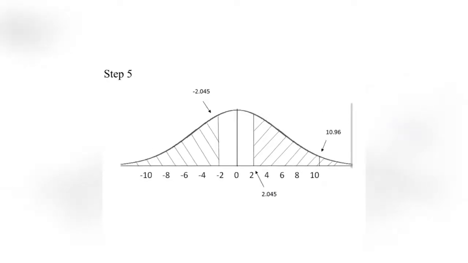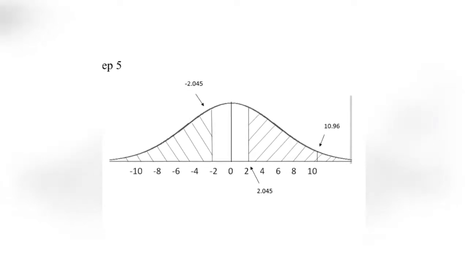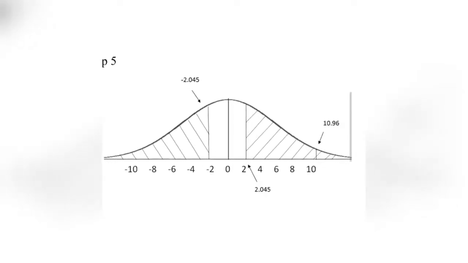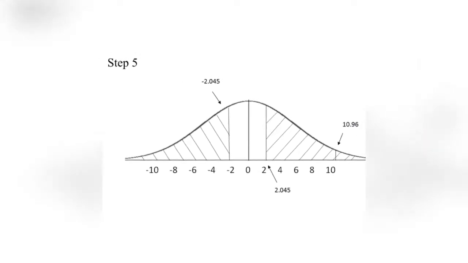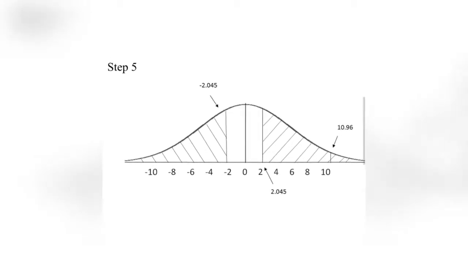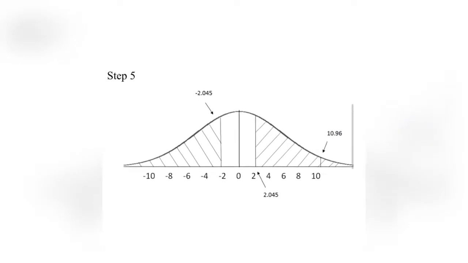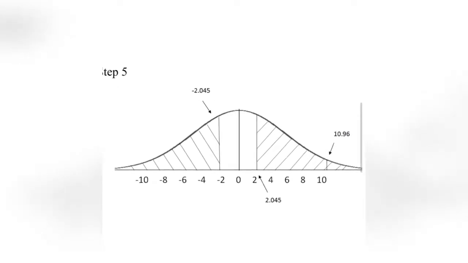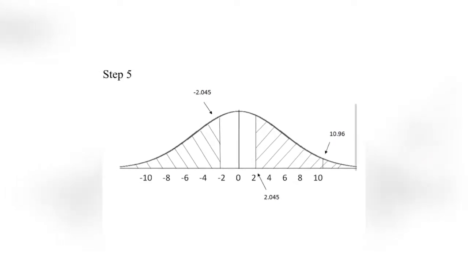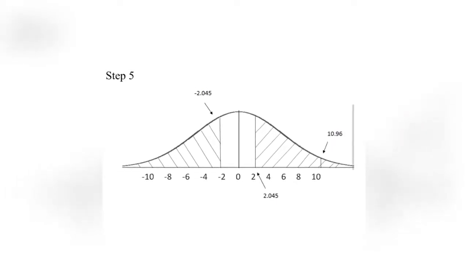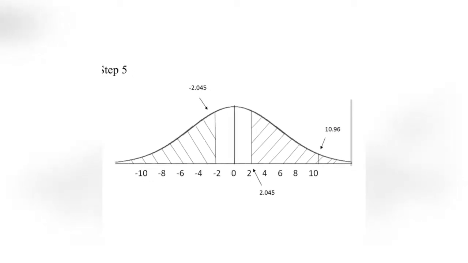Step 5. Graph the curve and the critical value, which will be positive negative 2.045. And since it's two-tailed, the shaded regions must be on both sides of the zero. Then graph where the computed score falls. Since it's inside the shaded region, we can accept HA and reject H0.